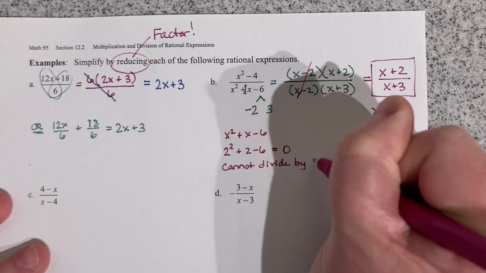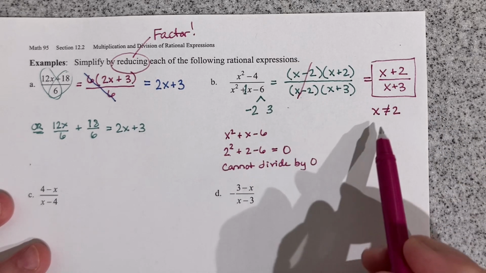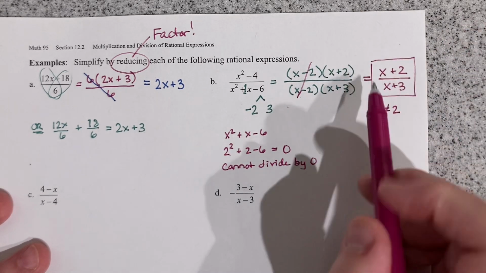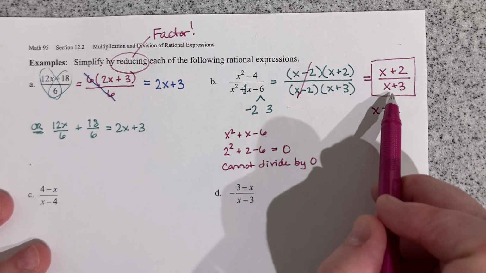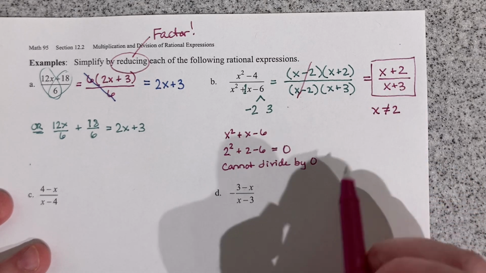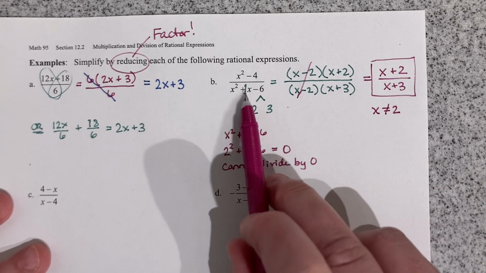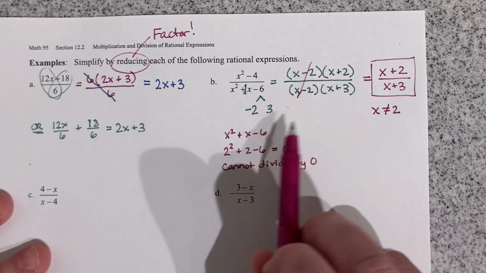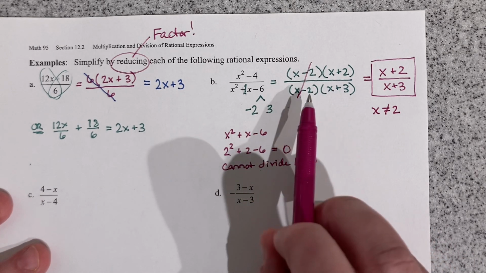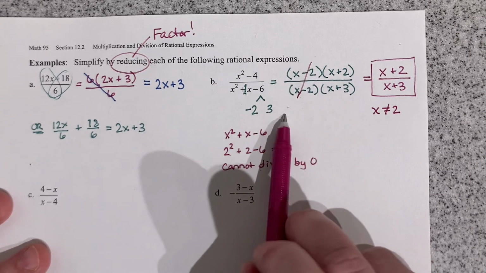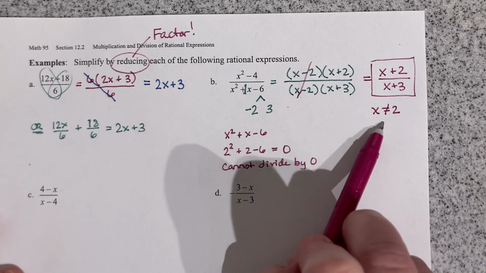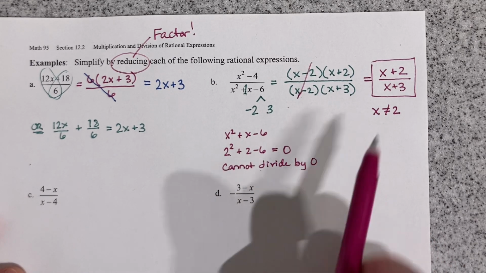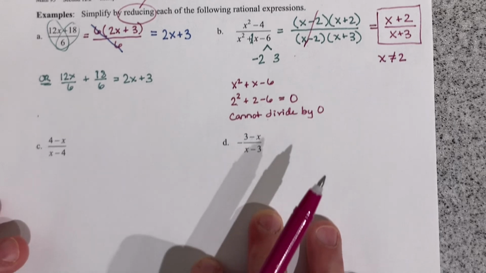So we have this additional rule that it's the same as x plus 2 divided by x plus 3 with this additional rule that x can't equal 2. Because in the original problem, x equals 2 would be dividing by 0. And we're going to be working with that throughout, that when you cancel a factor, that changes the domain. All right, let's try the next one.